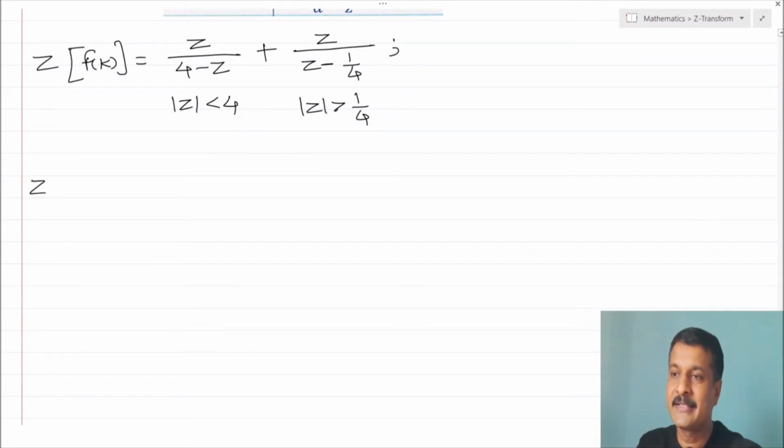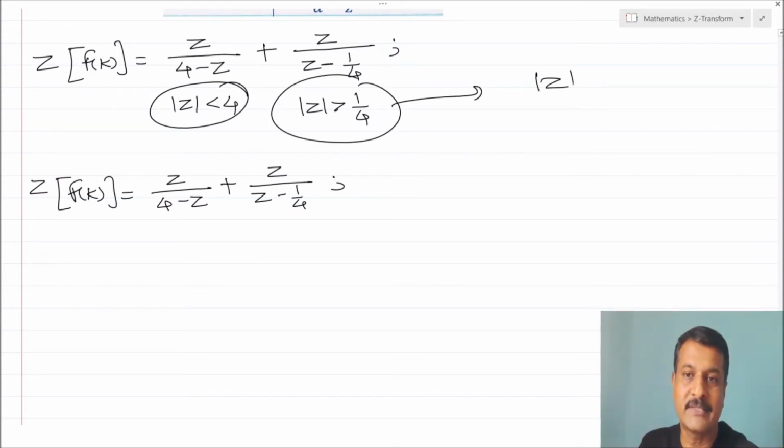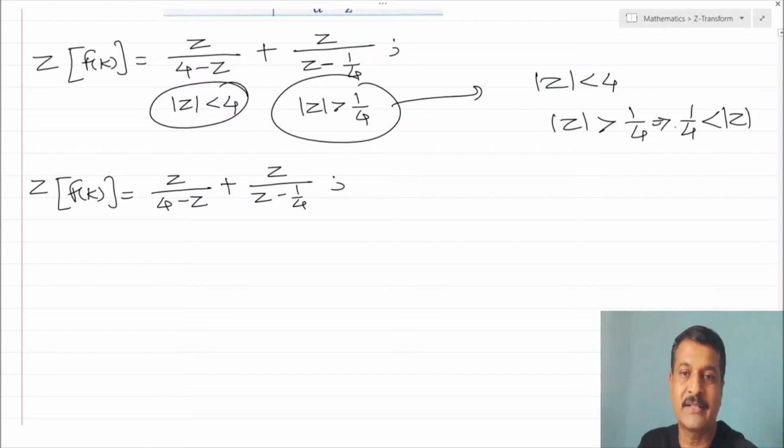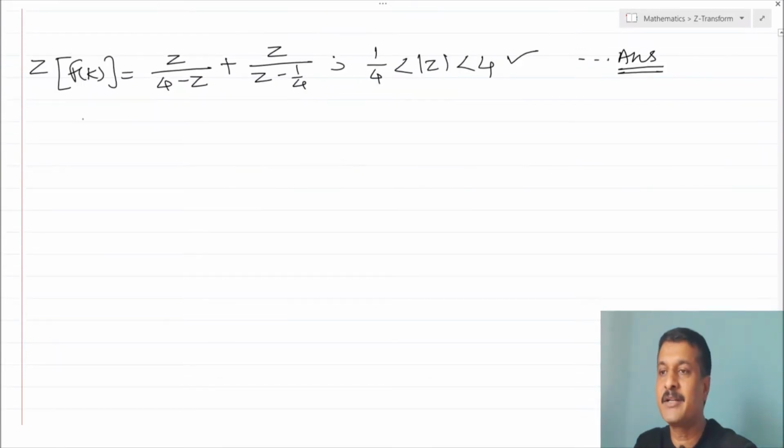So I am getting Z transform of f of k equal to z upon 4 minus z plus z upon z minus 1 by 4, and here by using these two conditions, mod of z less than 4 and mod of z greater than 1 by 4, which means 1 by 4 is less than mod of z. I can write here 1 by 4 is less than mod z, and since mod z is less than 4. So this is your Z transform of f of k. One may simplify here, but it is not necessary.